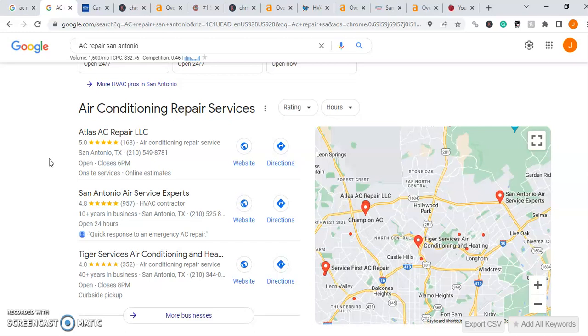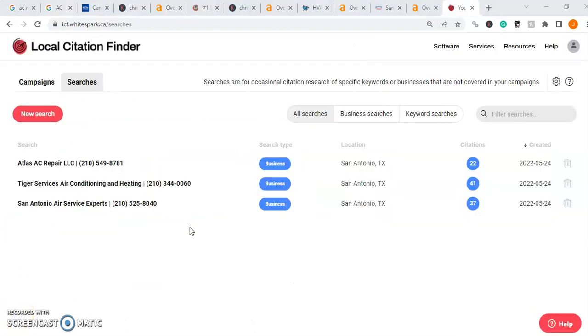So let's talk about how many citations each of these businesses has and determine how many you'll need on top of all the other ranking factors we talked about before. So here we are in Whitespark, and you'll see the order goes from top to bottom. We had Atlas AC Repair at number one with 22 citations, Tiger Services Air Conditioning with 41, and San Antonio Air Service Experts with 37. So you can see that there's a good correlation between the number of citations you have and your ranking. Obviously, there's a 22 at number one, but that could be for a variety of factors. Like I said, they could have a more optimized profile, a stronger organic rank, more reviews. All these different things factor in.